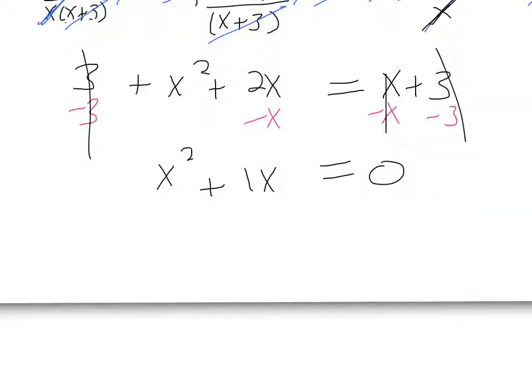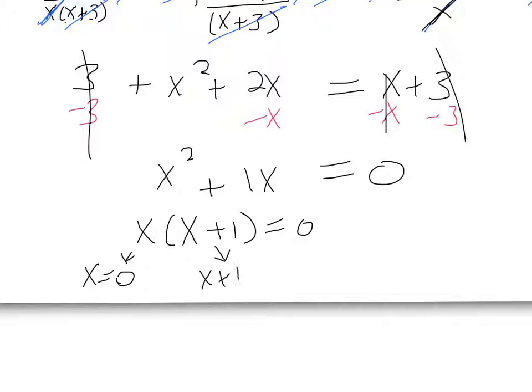Well, don't forget, look for a GCF. Can you divide both of these by anything? Yeah, you can divide them both by x. And we'll have x times x plus 1 equals 0, and this is where you can set each of these equal to 0. Either x equals 0, or x plus 1 equals 0, and if you solve that little equation, x plus 1 equals 0, you would get -1.